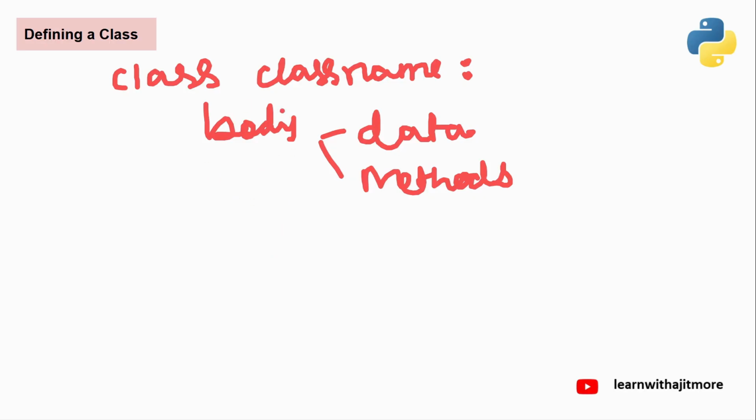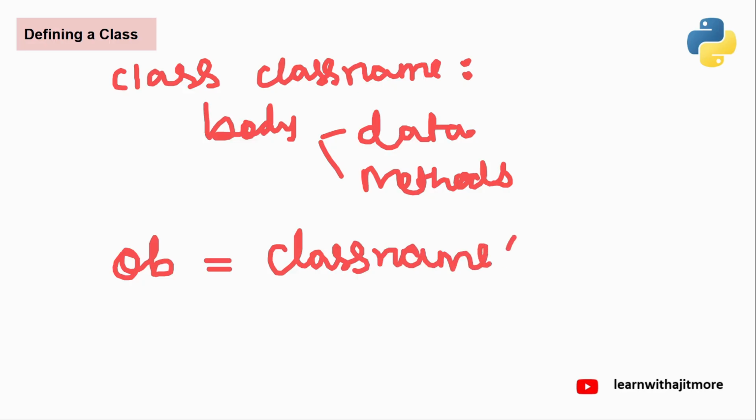And once the class is created, then you can create copies of it. Now how to create copies in Python? Whatever the object variable is equal to, you just have to write the class name, whatever the name of your class is, and round bracket.